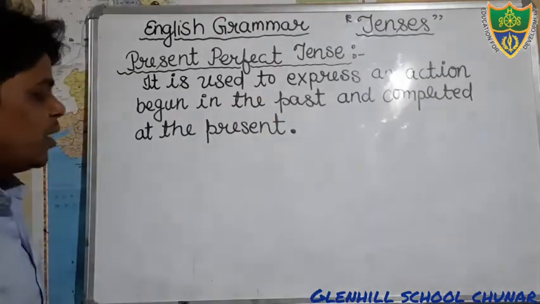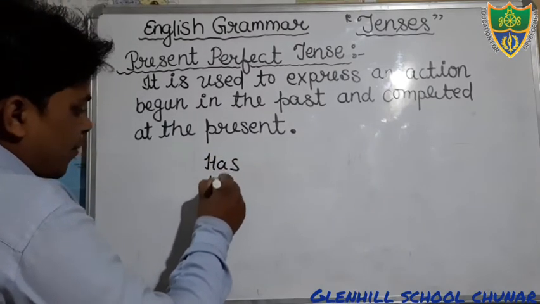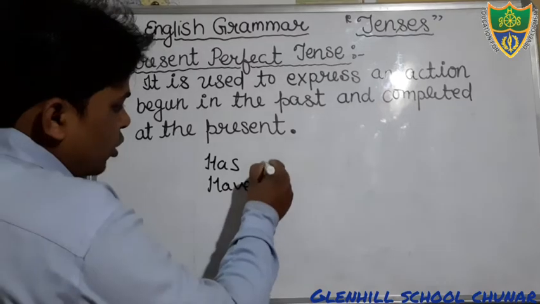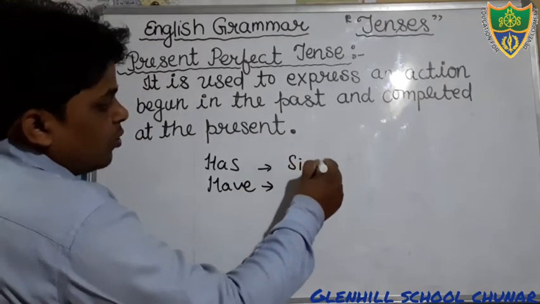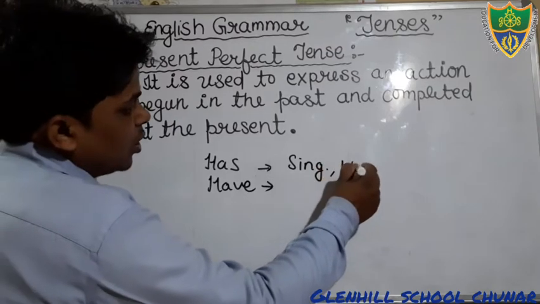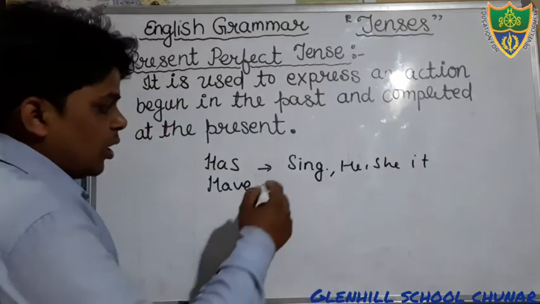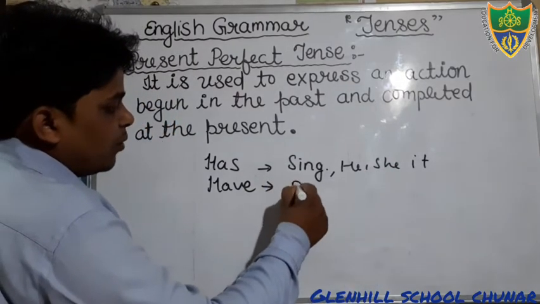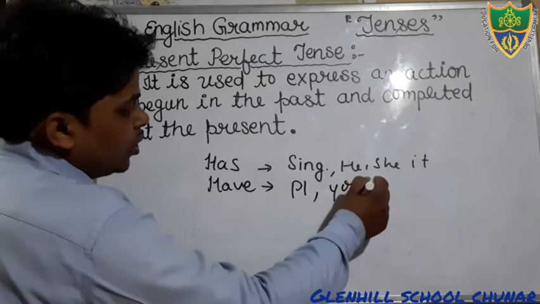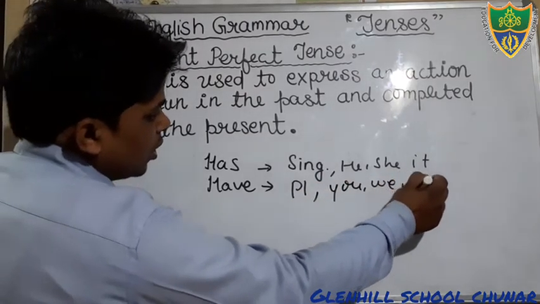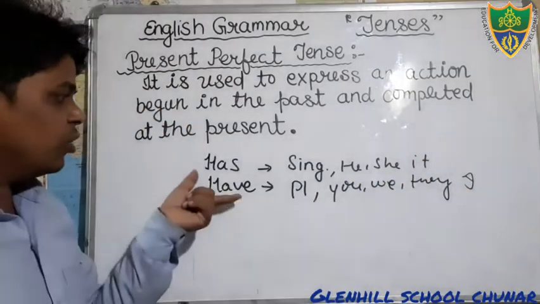Okay, students, keep in your mind there are two helping verbs we use, has and have. We use the helping verb has with the singular subject, or you can say he, she, it, etc. And we use the helping verb have with the plural subject: you, we, they, and I. You can see, no need to write, only see here.